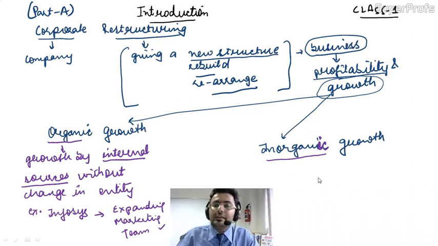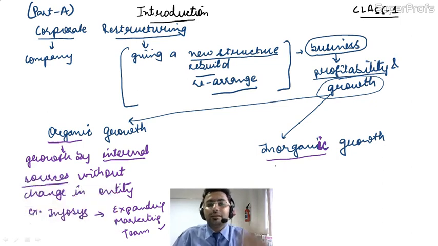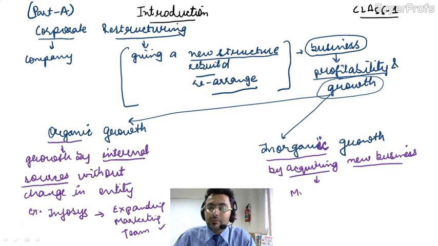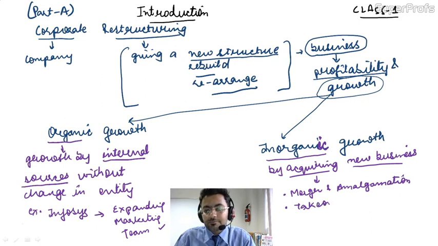Okay. So, when it comes to organic growth, it clearly says that organic growth is basically done with external sources. How that can be done? You need not write down in the examination that external sources. It means by acquiring new business. How can the new business be acquired? That can be acquired by merger and amalgamation. That can be acquired by takeover. This is basically how I would acquire another business.